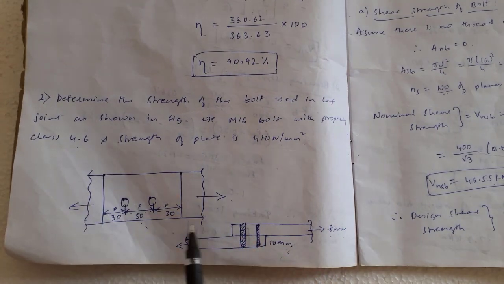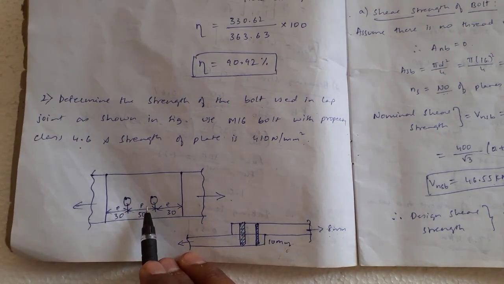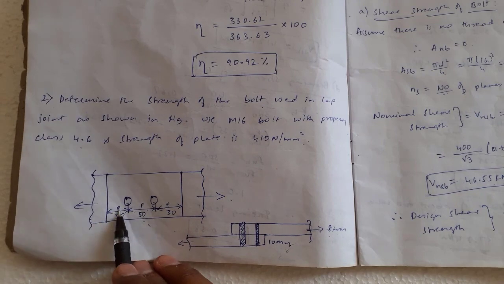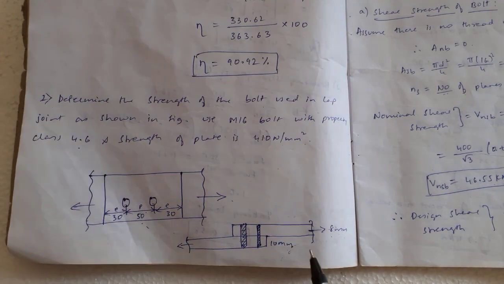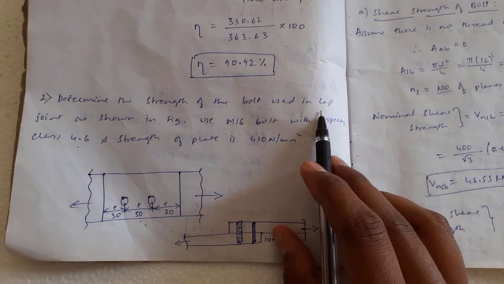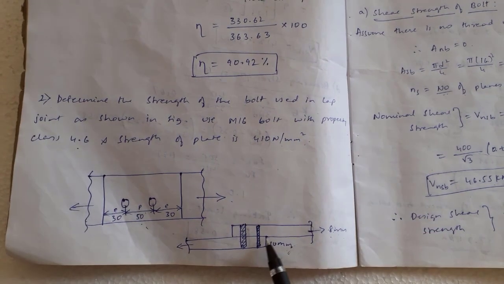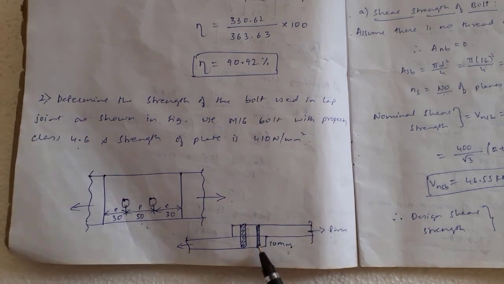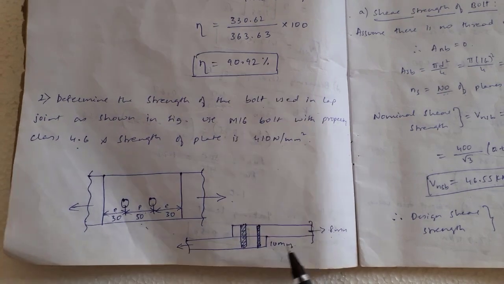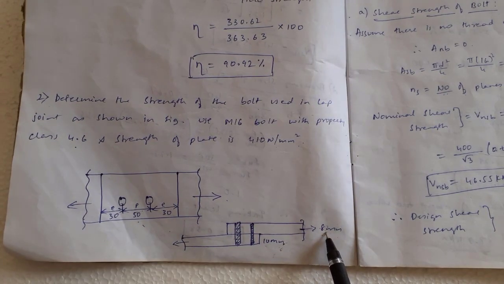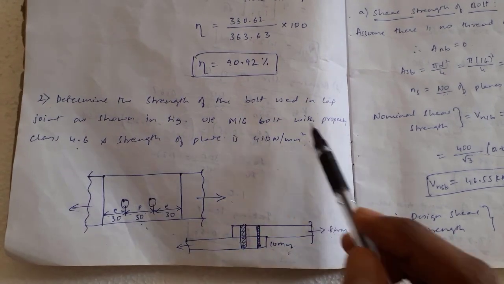diagram they are given like this, and the center to center distance is called the pitch, and this is the edge distance, denoted by E, and the connection they are given as lap joint connection. So this is the lap joint connection. One plate is of 10 mm thickness, another plate is of 8 mm thickness. So this is the problem they are given.